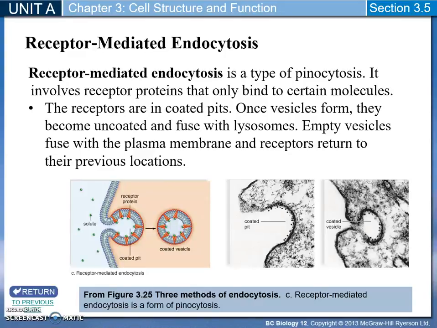Receptor-mediated endocytosis is a type of pinocytosis, and it involves receptor proteins that only bind to certain molecules. So the receptors are in coated pits, and once vesicles form, they become uncoated and fuse with the lysosomes within the cell. And empty vesicles fuse with the plasma membrane, and receptors return to their previous locations. So you can see the steps that occur in this kind of process. So very similar as well to endocytosis. There are just further receptors that are involved with this particular process.